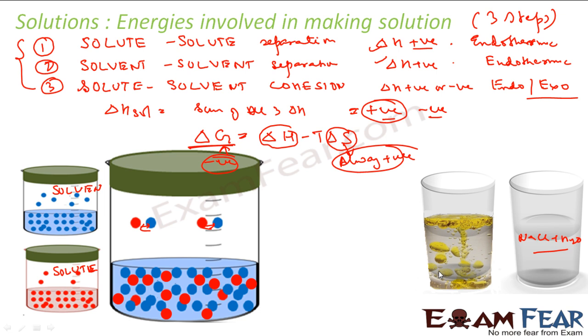This is just an understanding of what the energies involved are when you form a solution, right? Solute separates, energy is required. Solvent separates, energy is required. Solute and solvent come together, sometimes energy is required, sometimes energy is given, and again the entropy of the system changes. So T delta S we have to take care of. So at the end of the day, what matters is delta G. If it is negative, then we'll be able to form the solution.